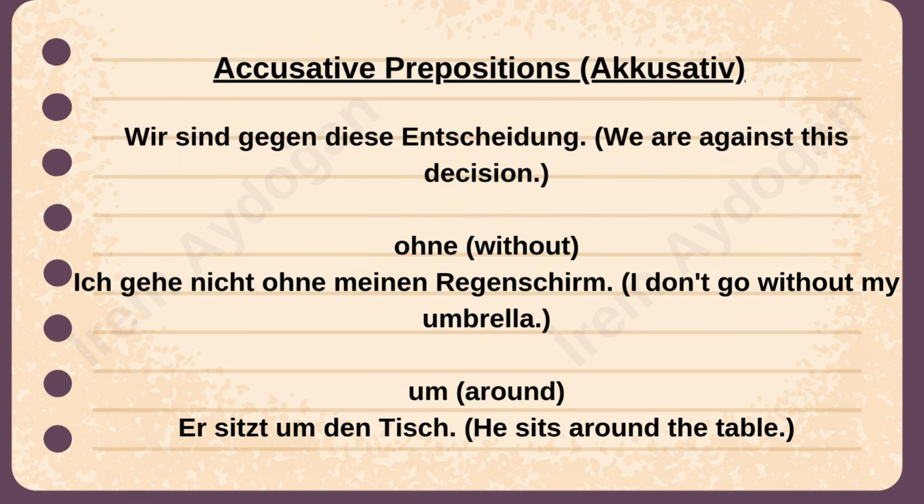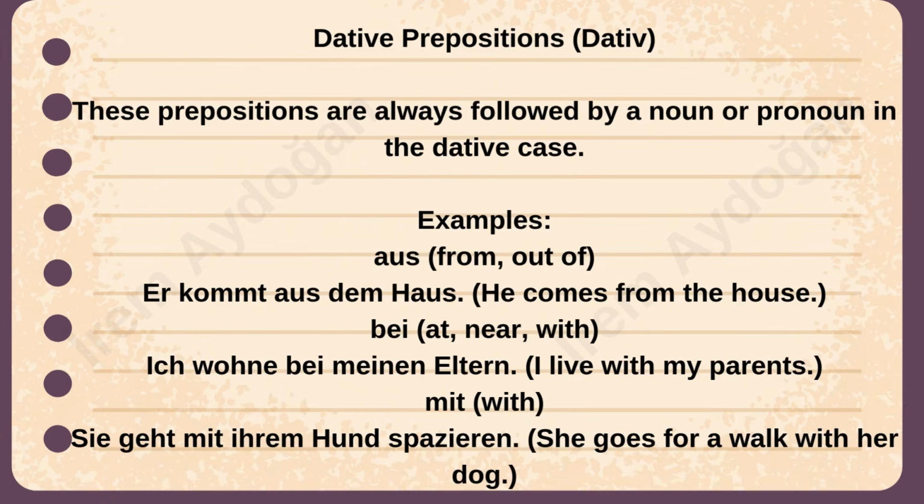Let's check the dative prepositions. These prepositions are always followed by a noun or pronoun in the dative case. Let's check the examples. Aus means from, out of. Er kommt aus dem Haus. He comes from the house. And we use here dative case. Das Haus becomes dem Haus.